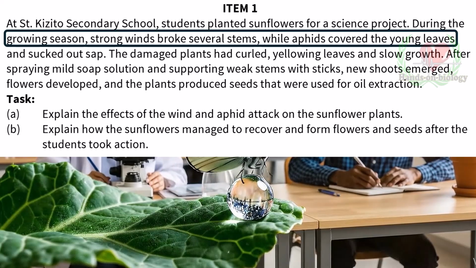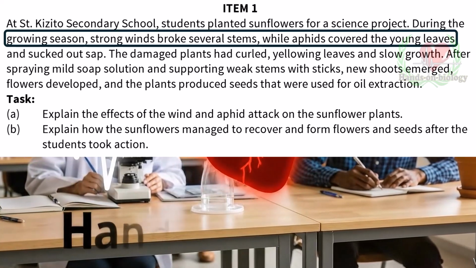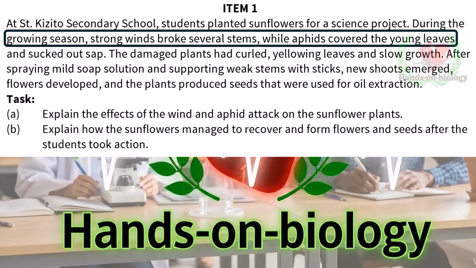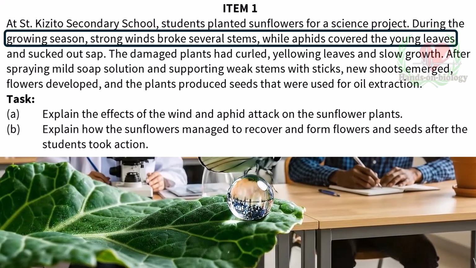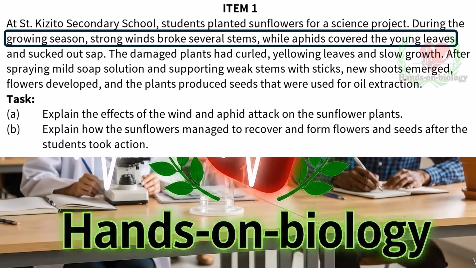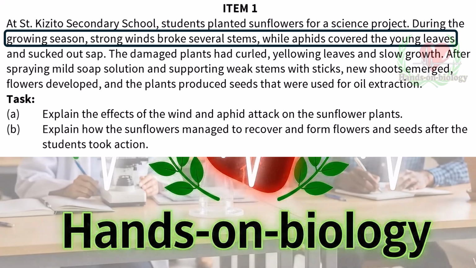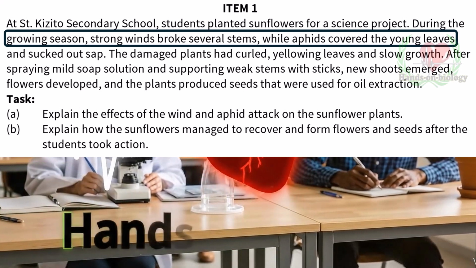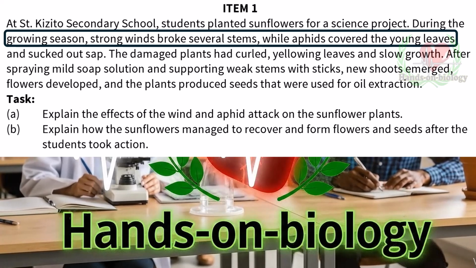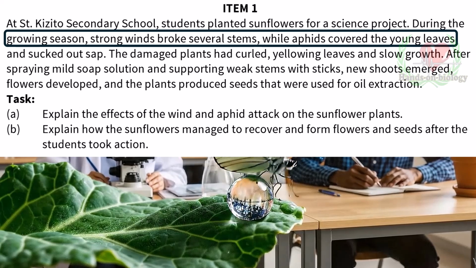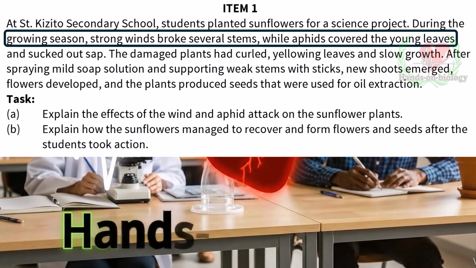Item 1. At St. Casito Secondary School, students planted sunflowers for a science project. During the growing season, strong winds broke several stems, while aphids covered the young leaves and sucked out sap. The damaged plants had curled, yellowing leaves and slow growth. After spraying mild soap solution and supporting weak stems with sticks, new shoots emerged, flowers developed, and the plants produced seeds that were used for oil extraction.